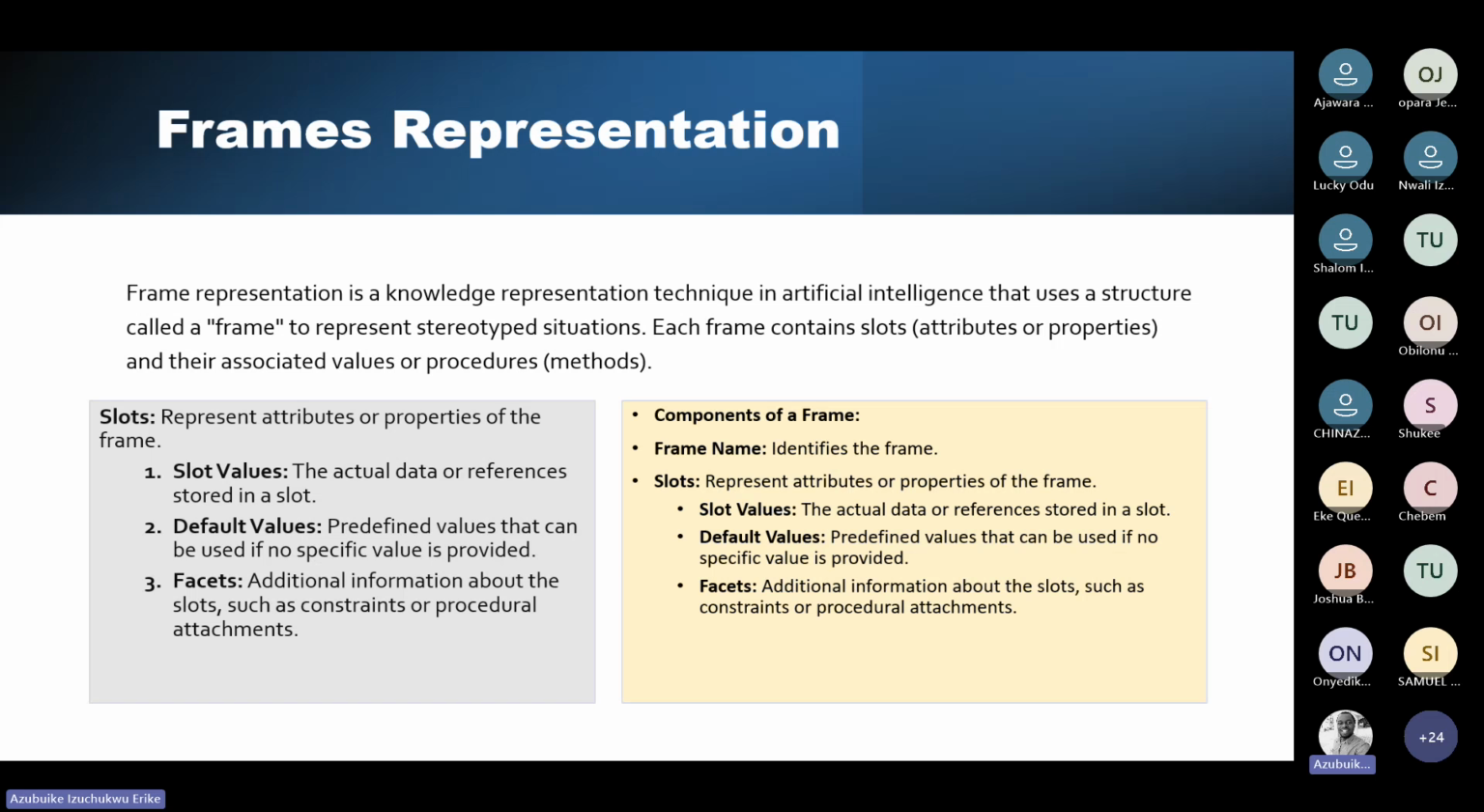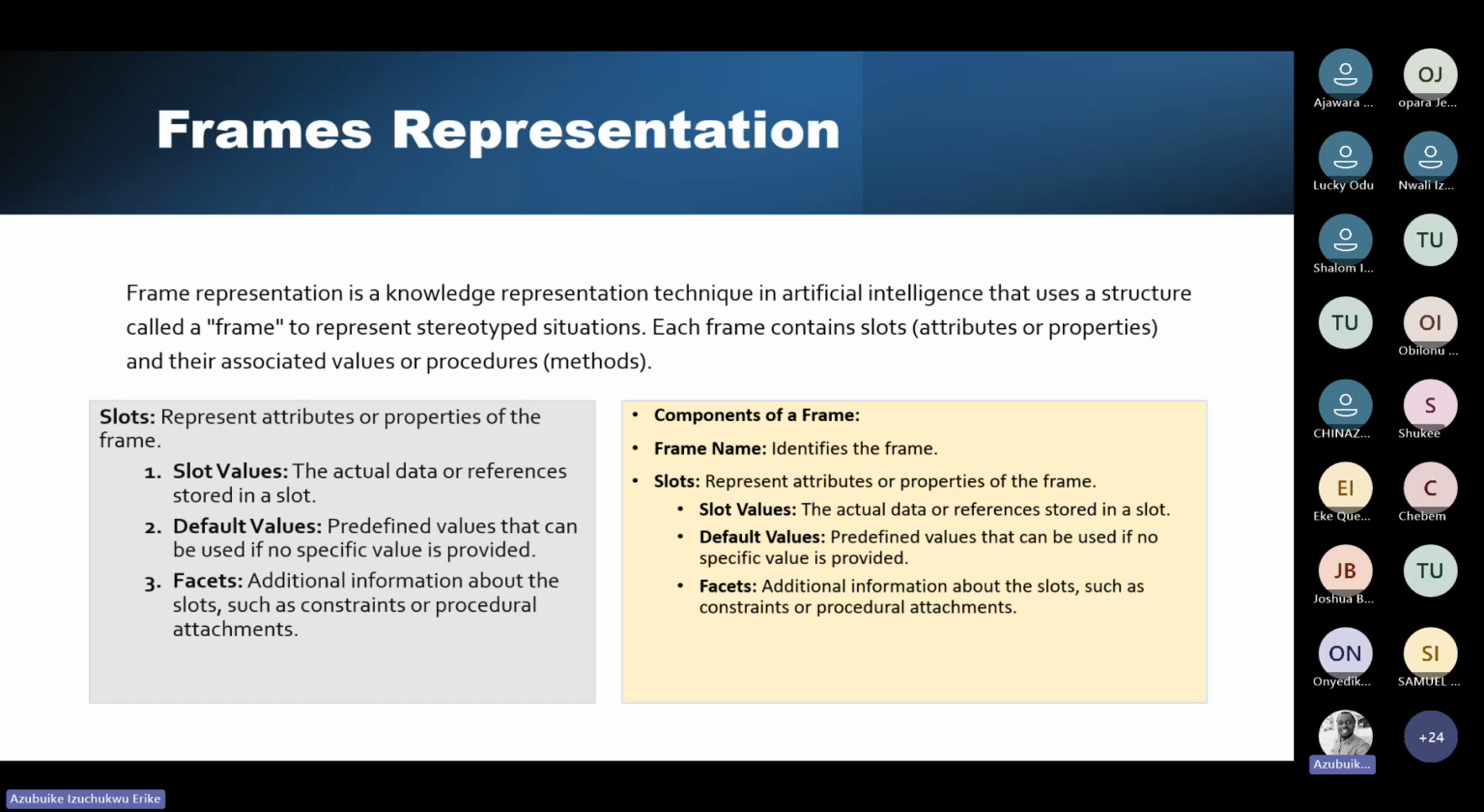Now, inside of the slot, we'll have the slot value, the default value, and the facets. The slot value is the actual data or reference that is stored in a slot. The actual value, we're going to be looking at this in an example. Now, the default value is a predefined value that can be used if no specific value is provided, while the facets represent additional information about the slots, such as constraints or procedural attachments.